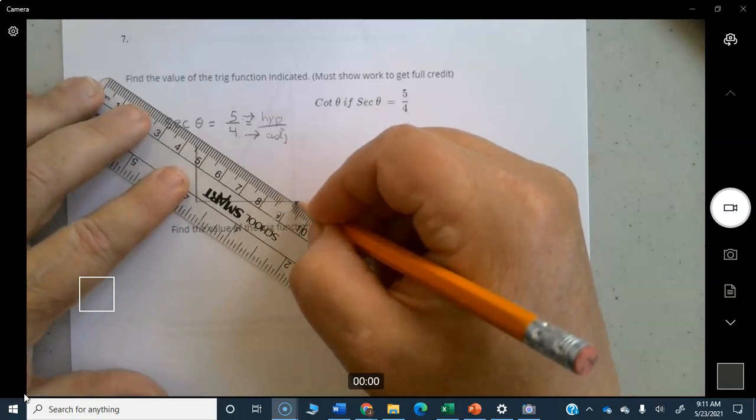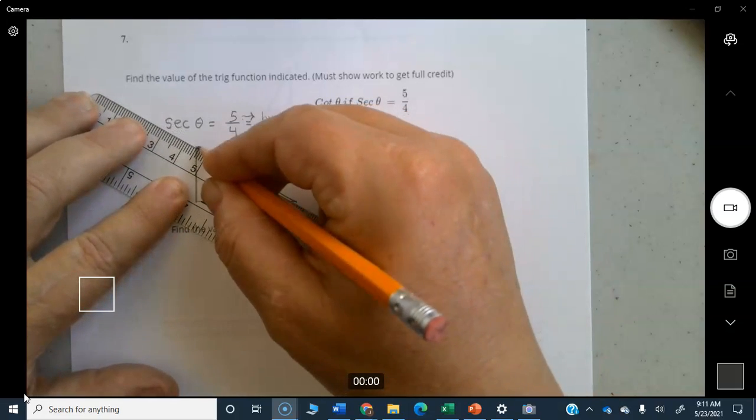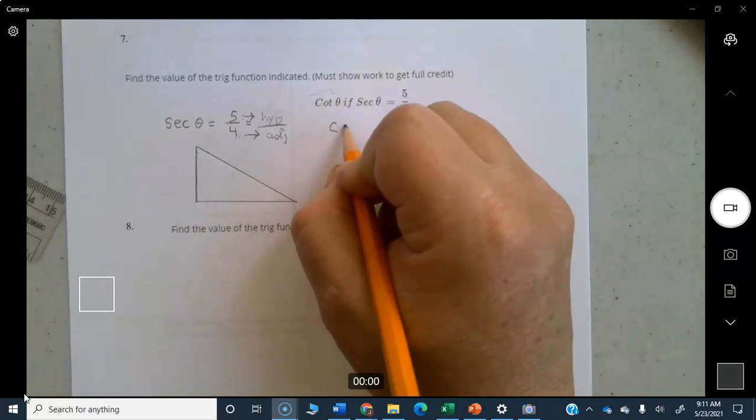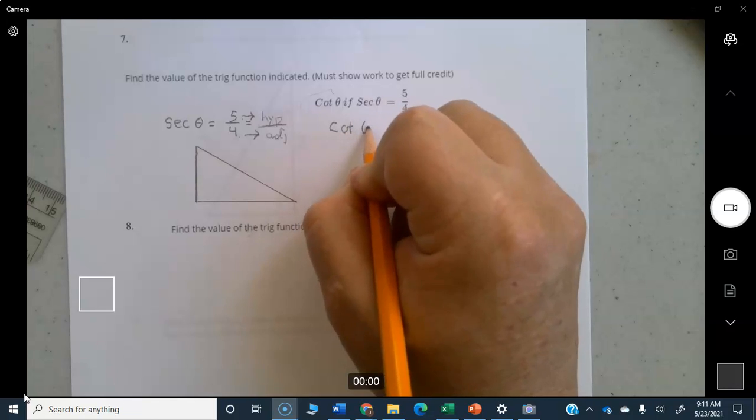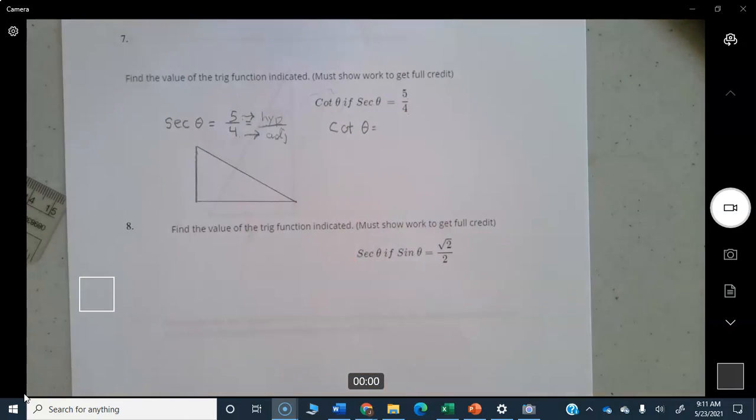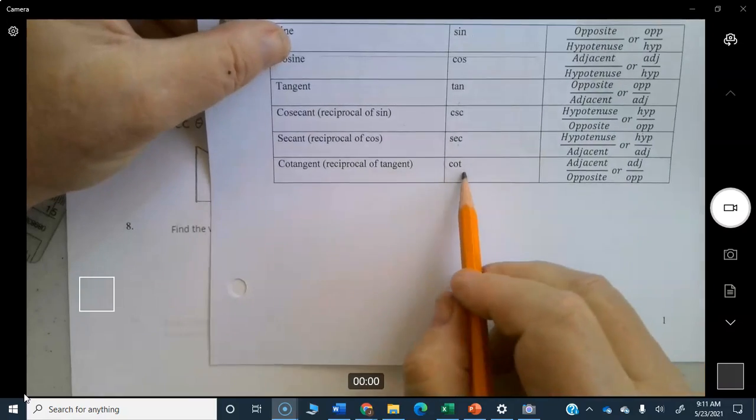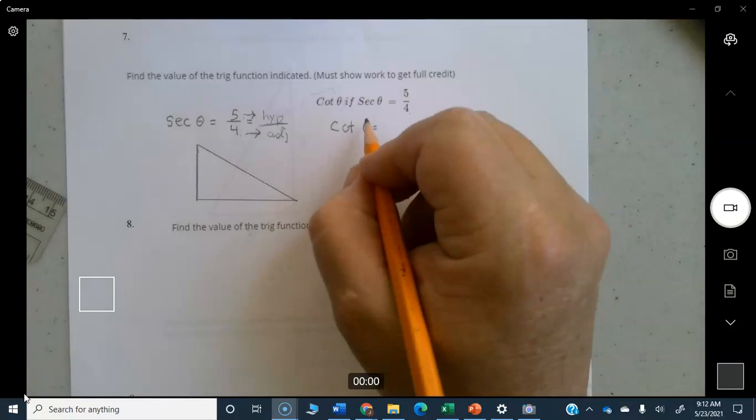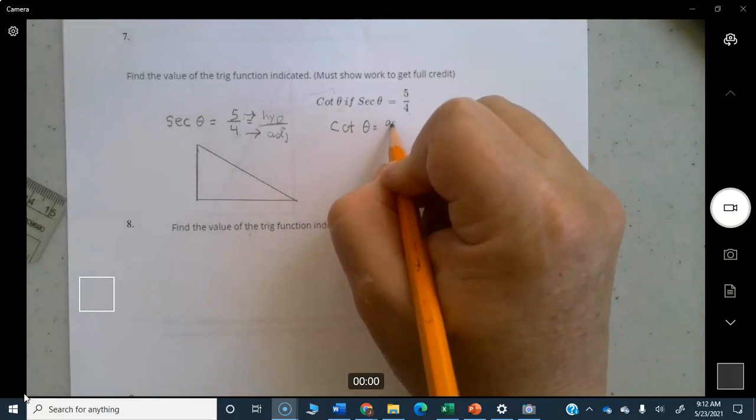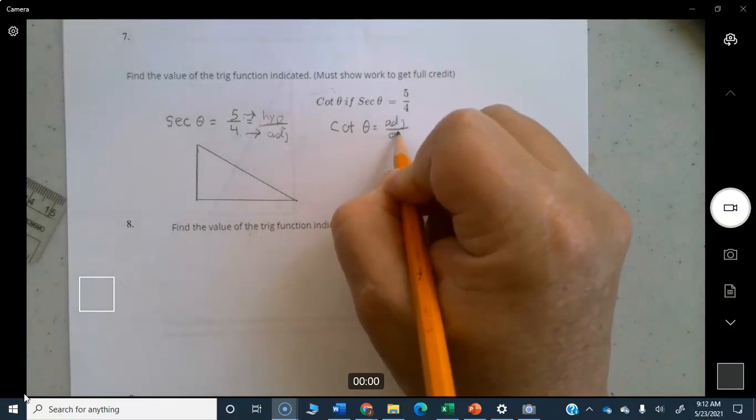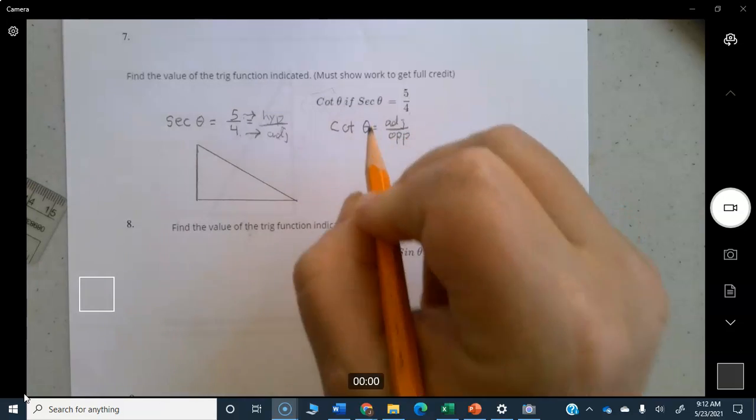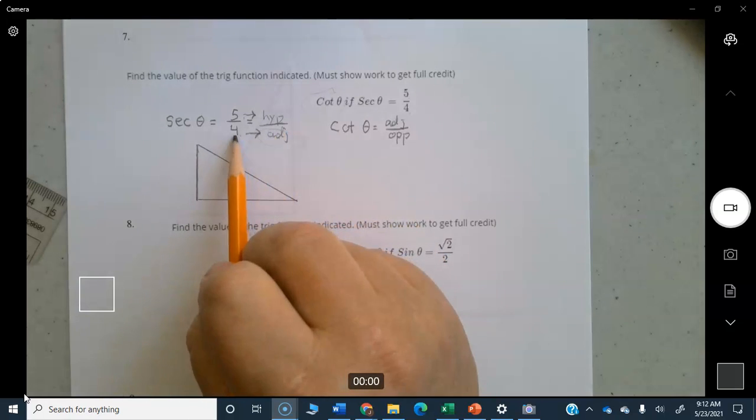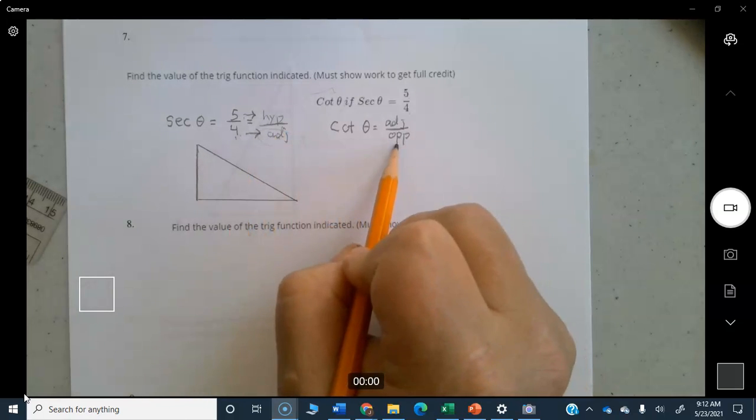Before I do though, let me do one additional thing, which is what we're trying to find. We're trying to find the cotangent. So the cotangent of theta equals, again, we come back to this sheet, and there it is right there. It's the adjacent over the opposite, okay? So this is what we have to find. All right, well, we know the adjacent already, it's 4. We don't know the opposite, okay?